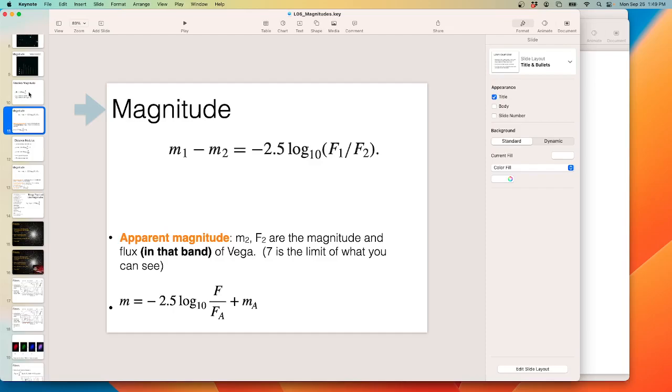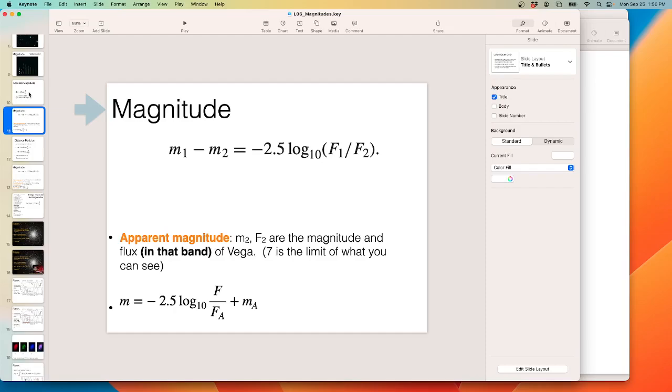M2 is what I measure with my telescope for Vega, or a fiducial star. So this is what I compare everything against because I take the log. And so F1 is the flux that I measure, and F2 is the flux that I measure from Vega. So that's another fiducial thing. So you don't actually have to measure this with your telescope.